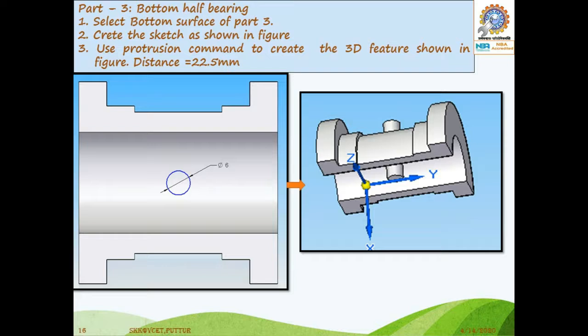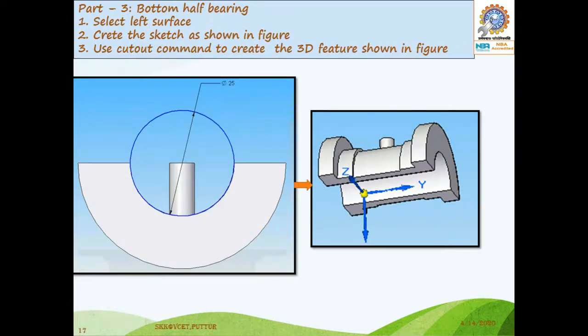Next, once again go to the left surface of the body, then draw a circle of diameter 25, then go to the cutout command, click on return, and move the cursor in one direction so that the extra projection part is cut off, and only the 5 mm part remains.